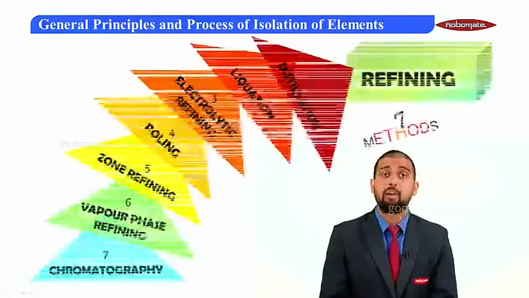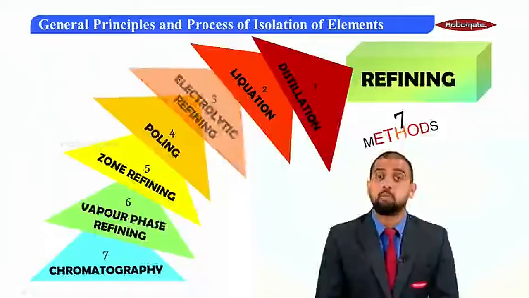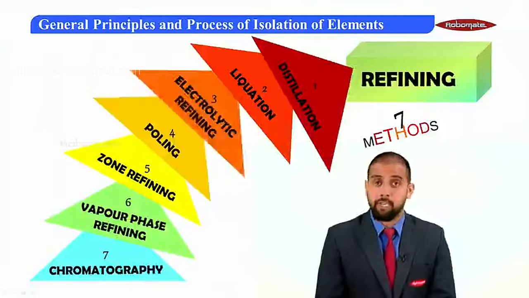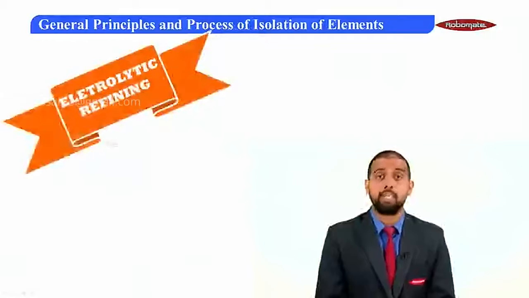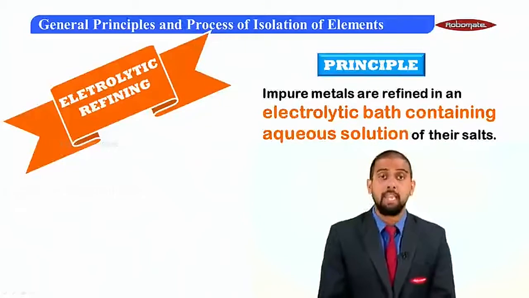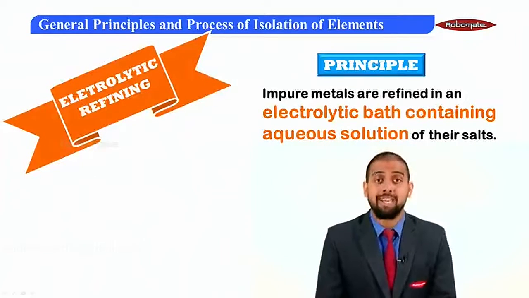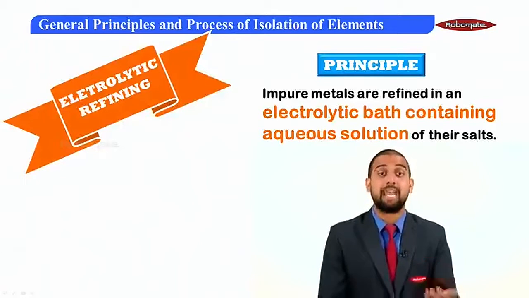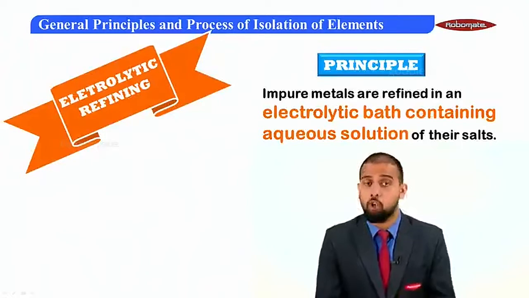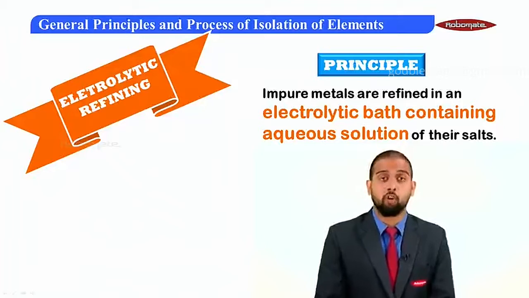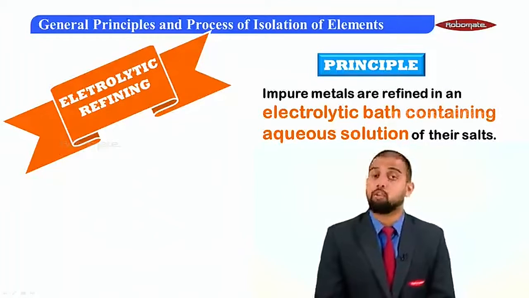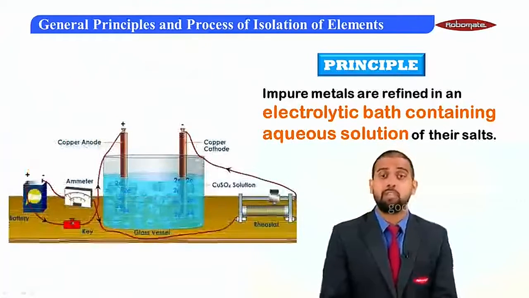Now going with the third method of refining, which is what we call electrolytic refining. Talking about electrolytic refining, the principle by which it works is, in this the impure metals are refined in an electrolytic bath containing the aqueous solution of their own salts. For example, if you want to refine copper, then the aqueous solution of copper sulfate should be taken. So the basic setup of this would look like this.